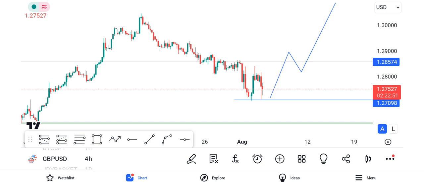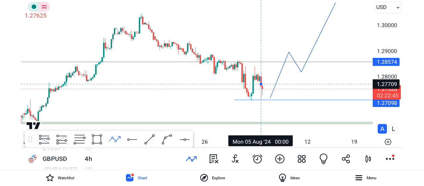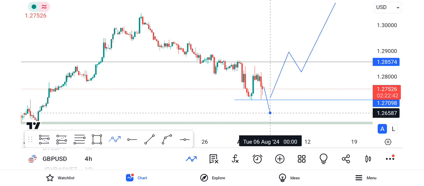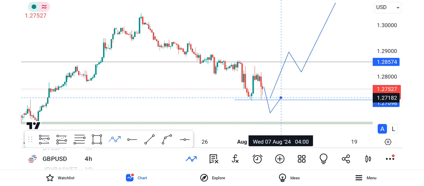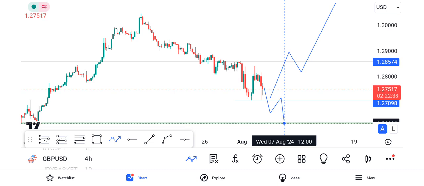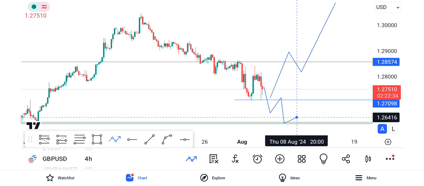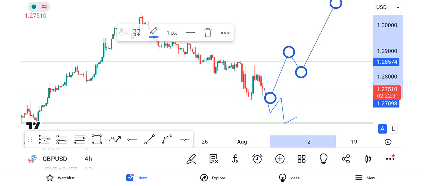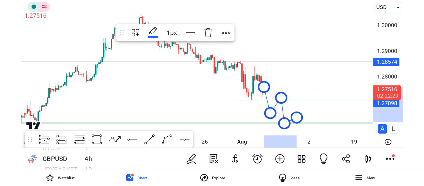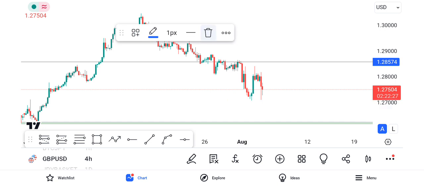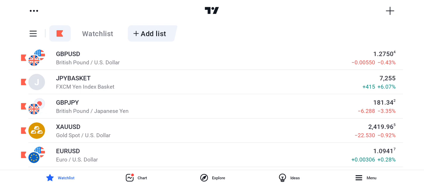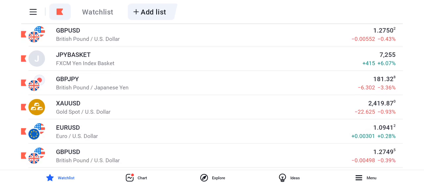But if price doesn't do any of that and does decide to break below this, then we'll be waiting for a retest onto this support, and then wait for what it's going to do around the support. So that's it for GBP USD, and we'll still be patient and see what price has for us. Then what pair is next?